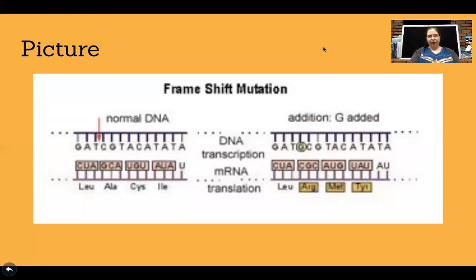So here's an example of what a frameshift would look like. I'd also recommend checking out my Science in Pajamas frameshift mutation video. I do a whole bunch on the board to demonstrate how that would look. But anyways, normal DNA. Here we have 1, 2, 3, 4 codons and an extra A. We transcribe it, here's our mRNA, and we translate it. We get leucine, alanine, cytidine, and isoleucine.